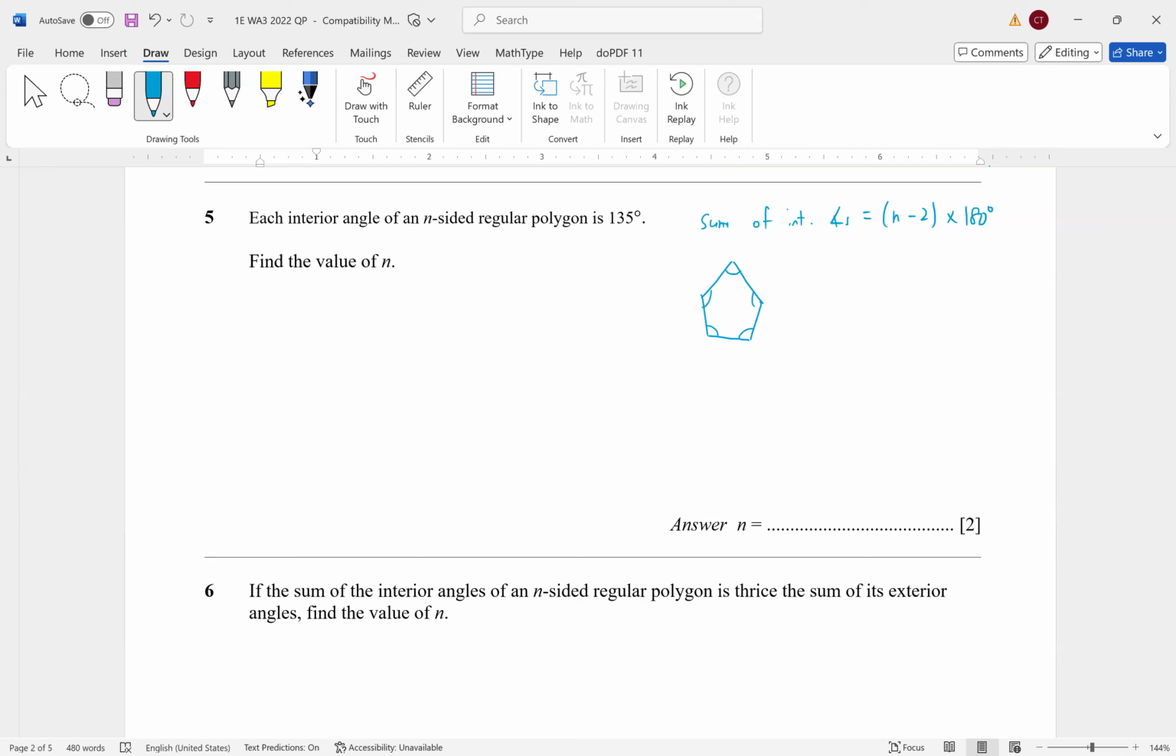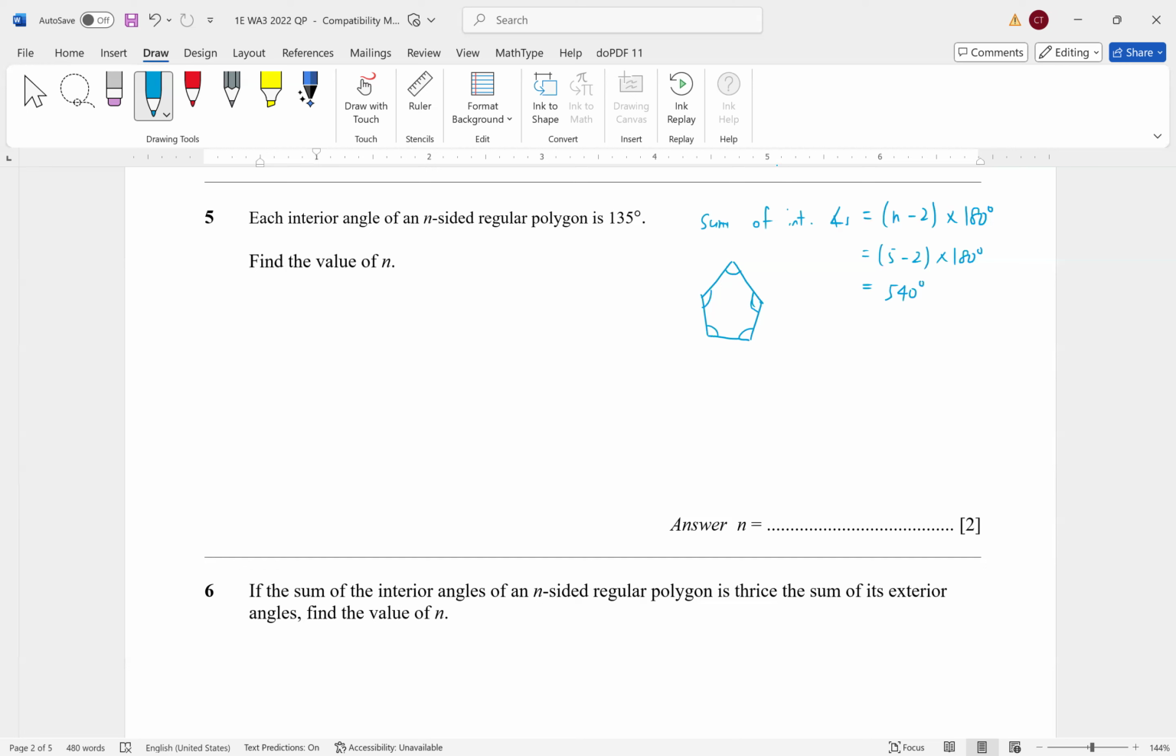So if you sub n equals 5 here, you will get 3 times 180, which is 540. This means that these 5 angles that I've drawn here will add up to 540 for a pentagon. Then the other one is to know about the exterior angle.